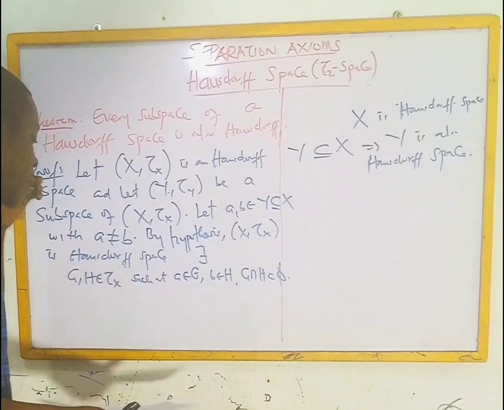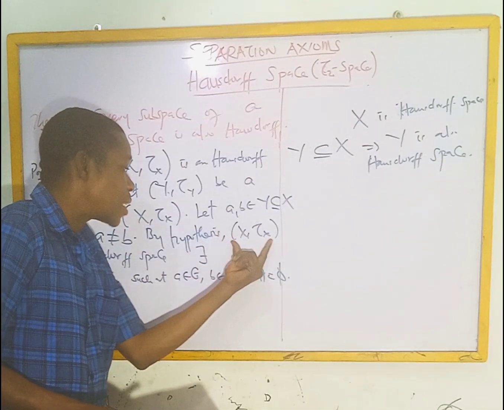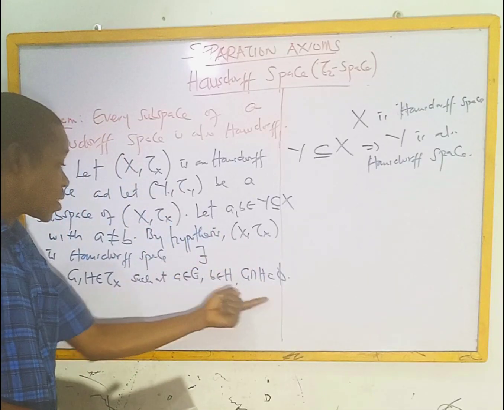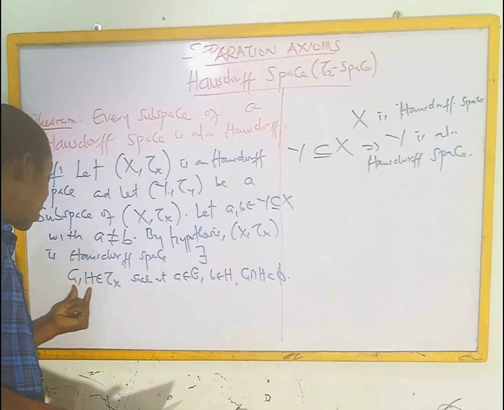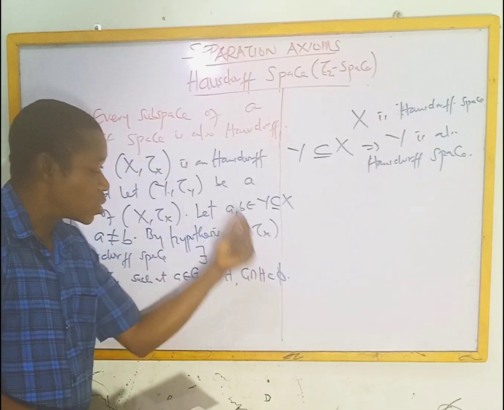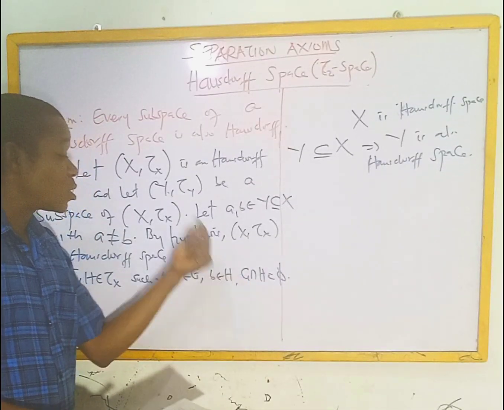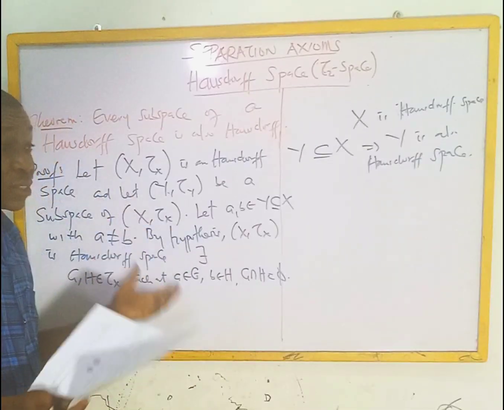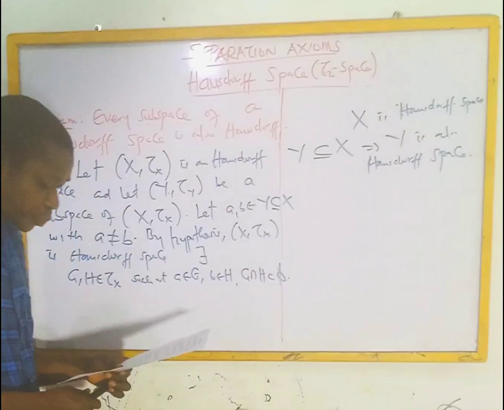So what we are trying to say is that if (X, τ_X) is a Hausdorff space, by the definition of a Hausdorff space, it means that there are two open sets that contain each of the distinct points. Don't forget that G and H are disjoint sets.